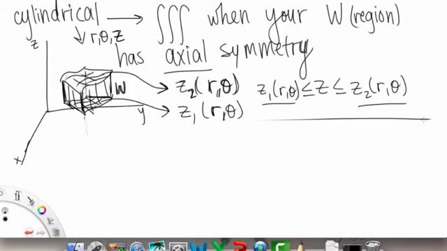Alright, so we determined the bounds for z, and now we need to figure out the bounds for r and theta. It looks kind of hard at first glance, because this cube is floating in space, so how am I supposed to make sense of where it is on the xy plane? So what we like to do is use projections, where you shine a light from up here and this creates a shadow straight down. So let's say the shadow looks something like this, and it goes out like that. This is the shadow that it casts.